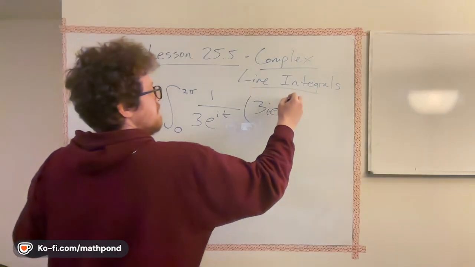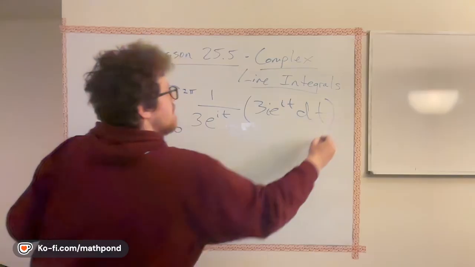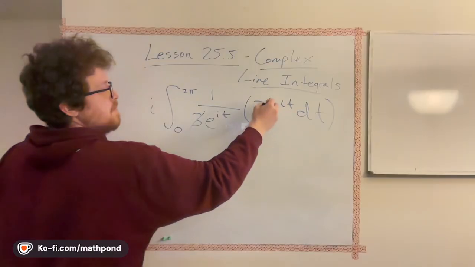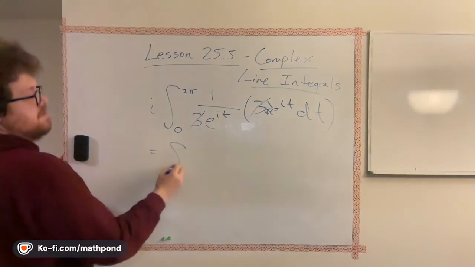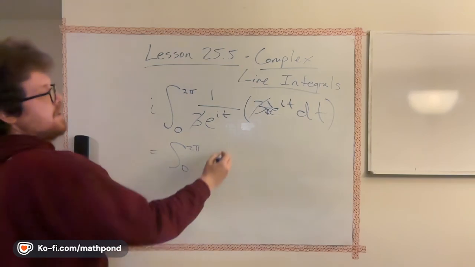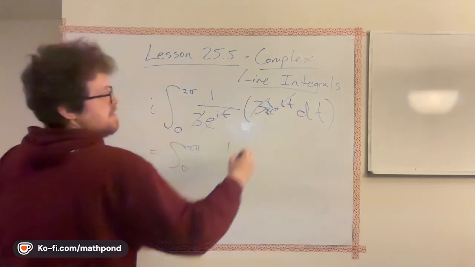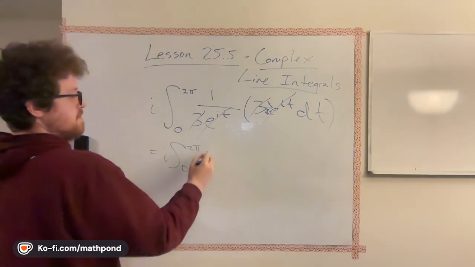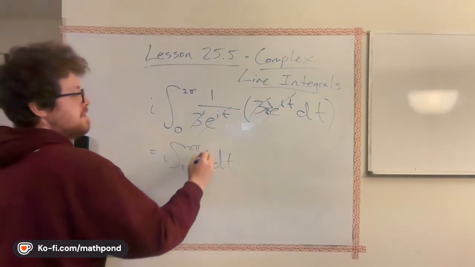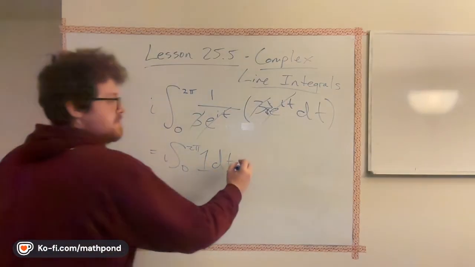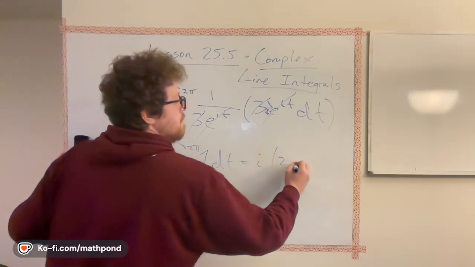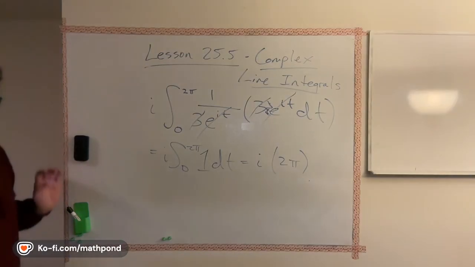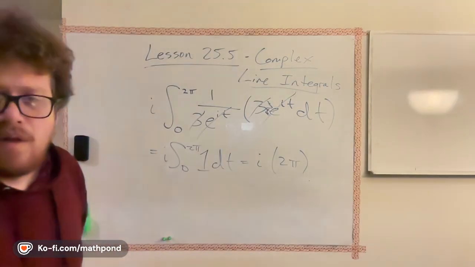3I e to the it dt. Right, and then the 3's cancel. You can pull the I out. Right, so this is really just 0 to 2 pi. The e to the it's cancel even. So you have I in front. Yeah, everything cancels. Just 1 dt. And then this is just I times 2 pi. Okay.